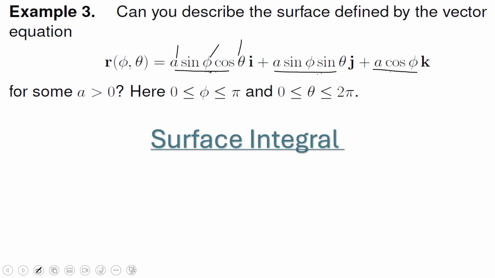Why are we doing so? To prepare you for next week's lecture, okay? This is the surface integral, right?